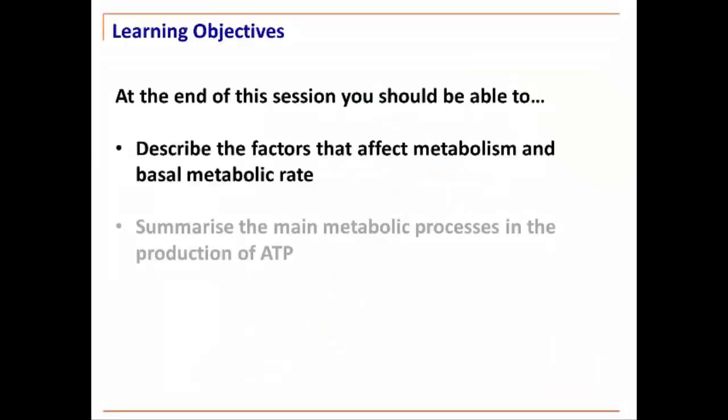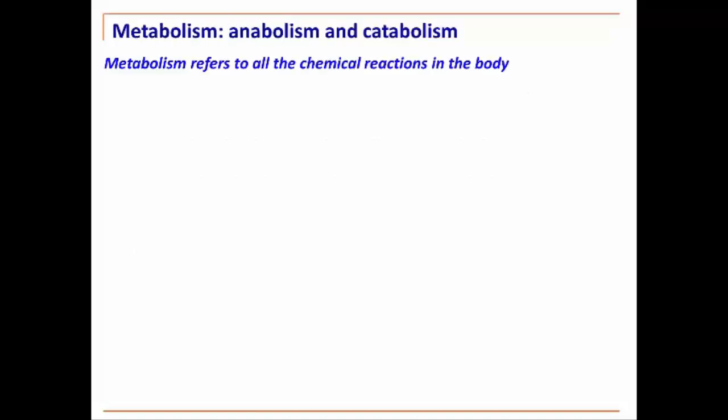So first of all, we'll talk about the main factors that affect metabolism and your basal metabolic rate. That is the amount of energy that you basically require to live. And we'll also then go on to summarize the main metabolic processes in the production of ATP, which is, of course, the energy source that we actually use, or the source of energy that allows us to function, to power our ion channels or power our muscles, whatever it might be.